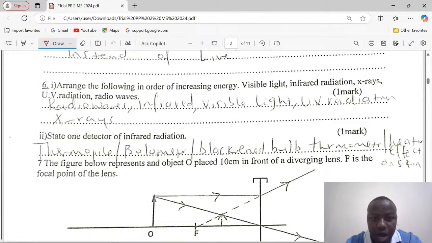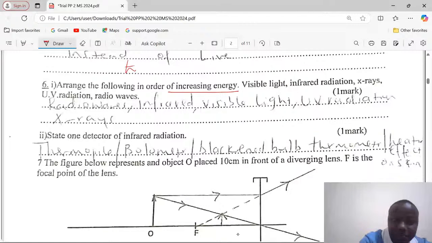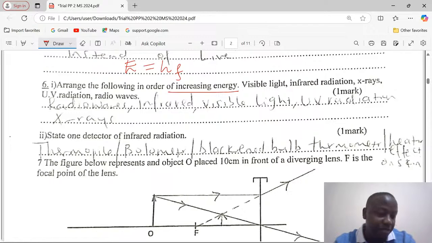Arrange the following in order of increasing energy. Another way, this is just a trick for boys because they have never seen the electromagnetic spectrum arranged in order of energy. But it's a trick whereby you should know that energy equals Planck's constant times the frequency. In other words, the greater the frequency, the greater the energy possessed by the electromagnetic radiation. And this means that increasing energy is another name for increasing frequency.